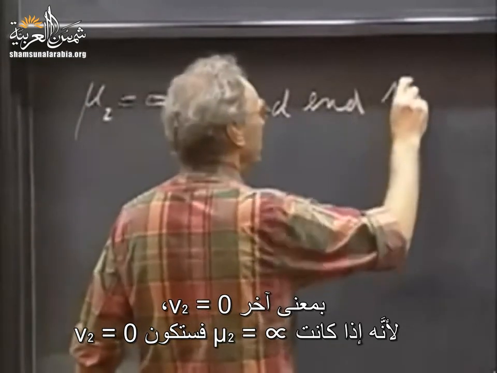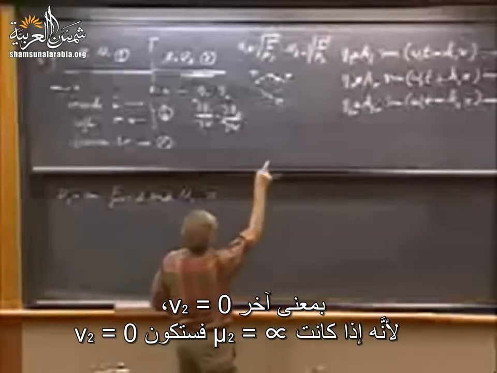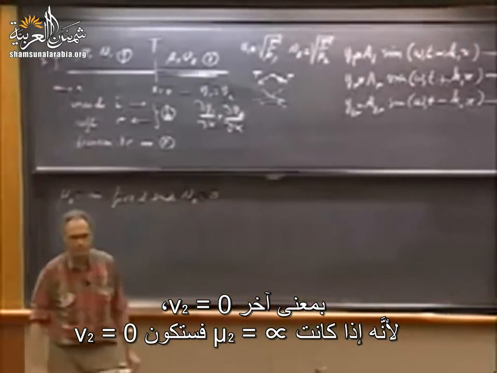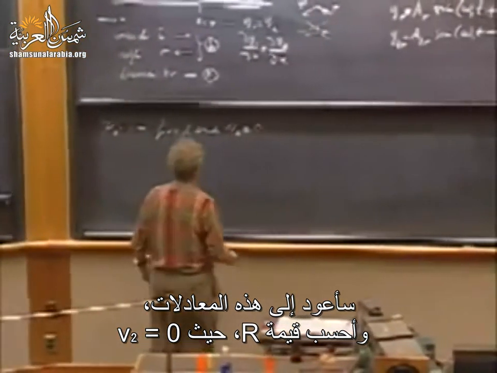In other words, v2 is 0, right? Because if mu2 is infinity, then v2 is 0. So now I go to those equations, and I say, what is now r?